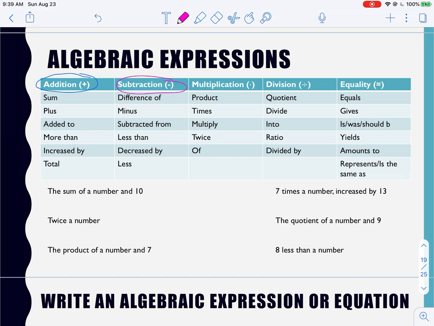Subtraction has its own list of words. So difference of, minus, subtracted from, less than. Notice that is not is less than, it's just less than. Decreased by, less. All of those words can mean subtraction.